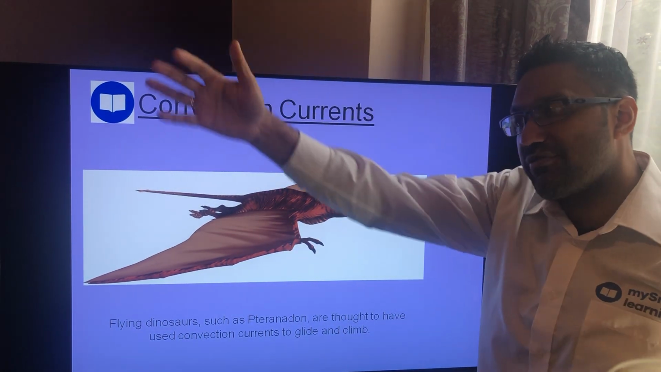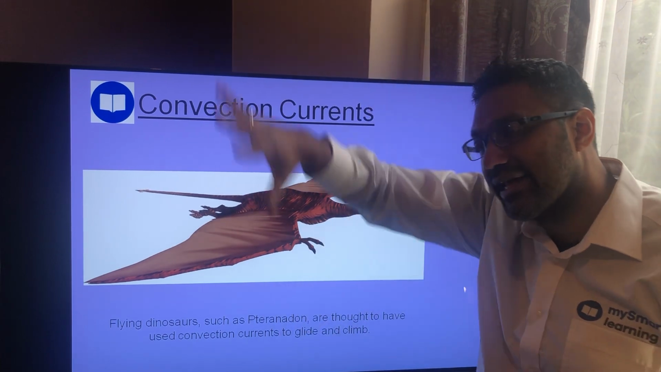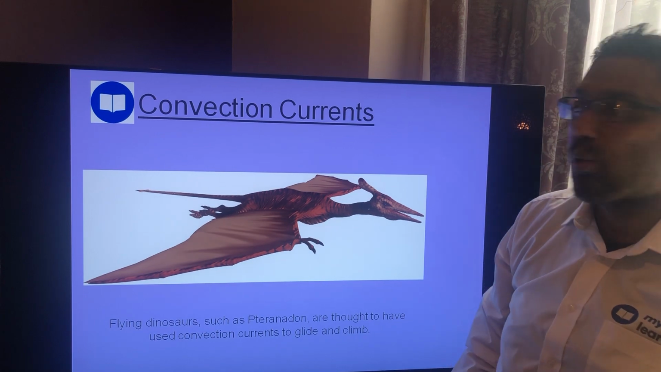And where's that wind coming from? It's coming from the sea, because the sun is warming up that air, the warm air is rising, and the cold air is sinking and taking its place, and it causes that wind.